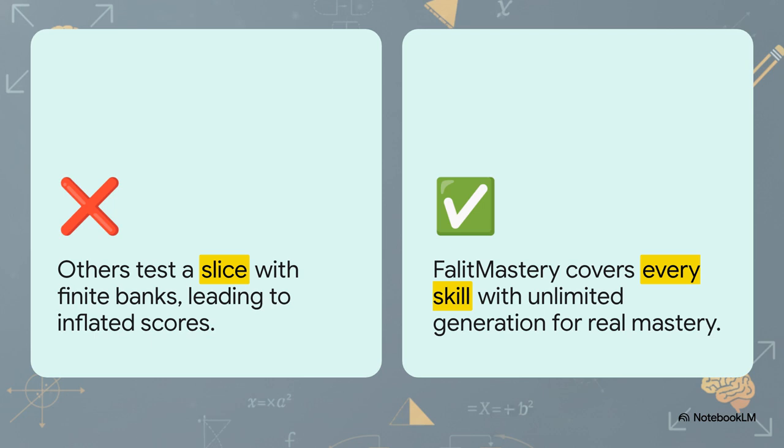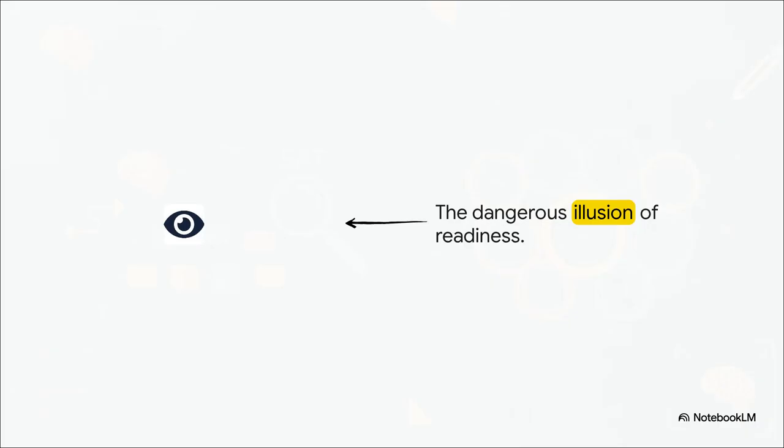FalitMastery is built on a totally different architectural framework. It systematically covers every single skill. It uses unlimited generation so you literally never see the exact same item twice, and it demands proof of real mastery. And that inflated score, that brings us to a really dangerous trap, the illusion of readiness.